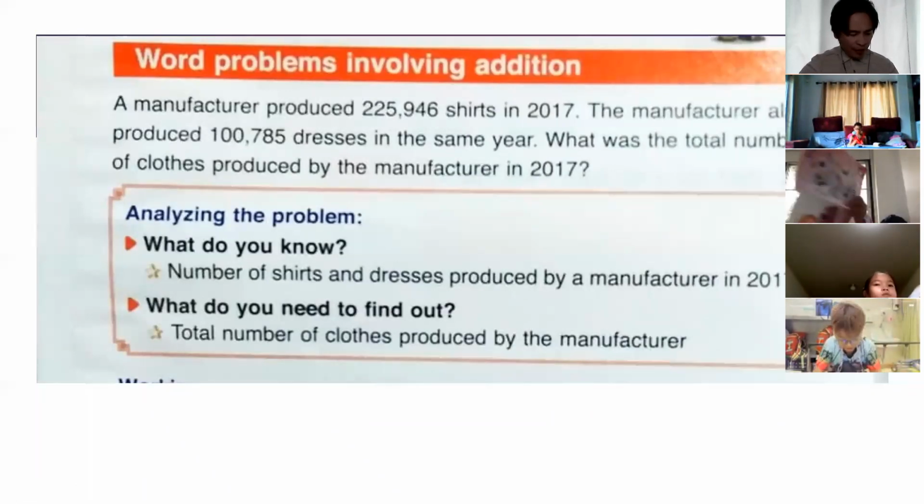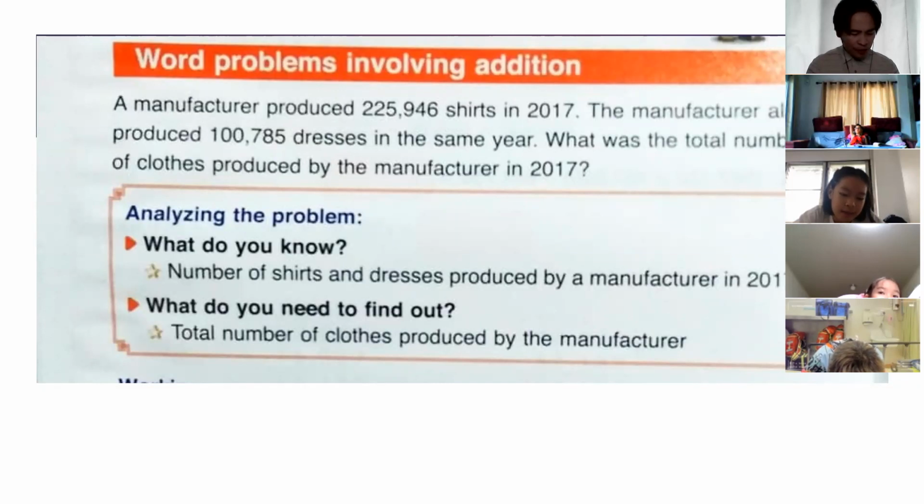A manufacturer produced 225,946 shirts in 2017. The manufacturer also produced 100,735 dresses in the same year. What was the total number of clothes produced by the manufacturer in 2017?